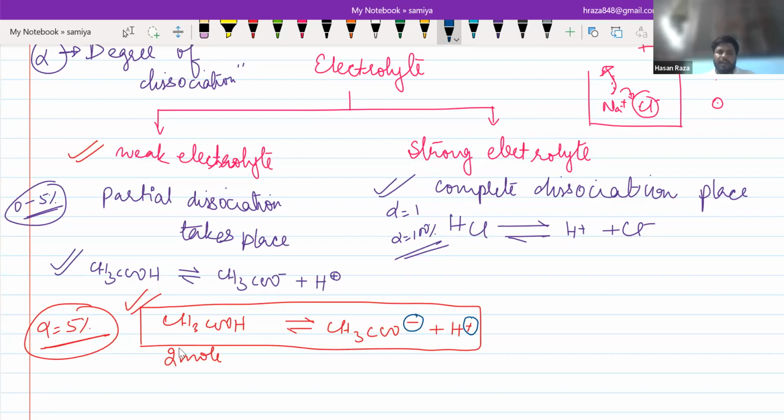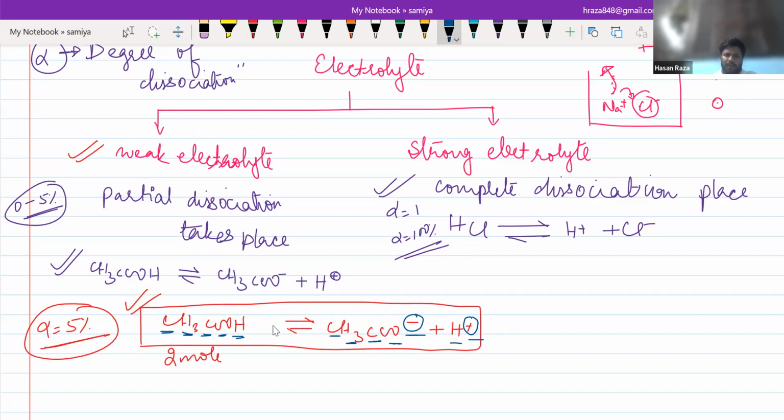Okay. Yeah, you can say that on the left hand side, neutral, because there is no charge. On the right hand side, you can see there is -1 and +1. Total charge -1 +1 will be 0, and the atoms are also balanced. Total number of carbon on the left 2, on the right 2. Total number of hydrogen on the left 4, on the right 3 + 1 = 4. Total number of oxygen on the left 2, on the right 2.